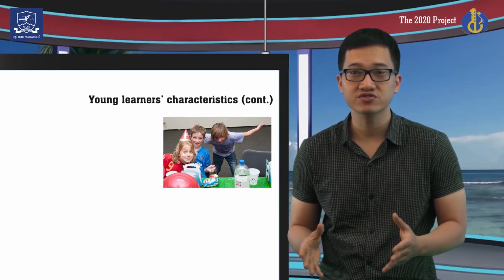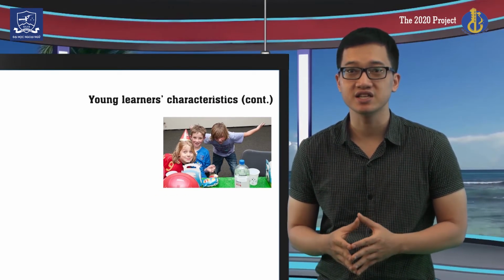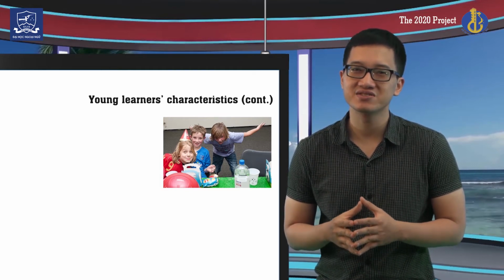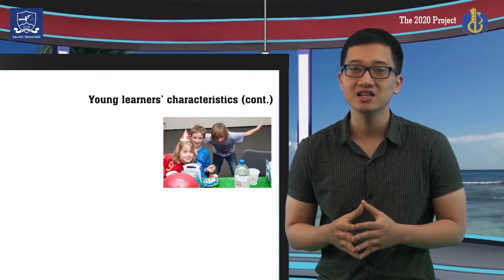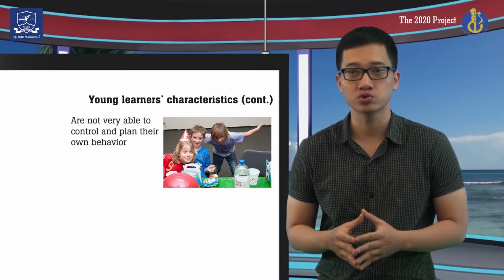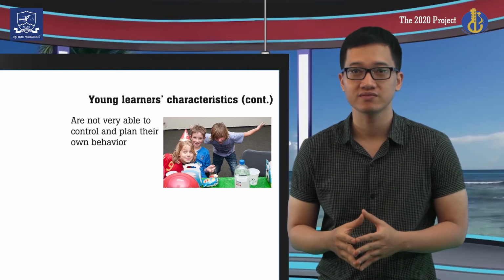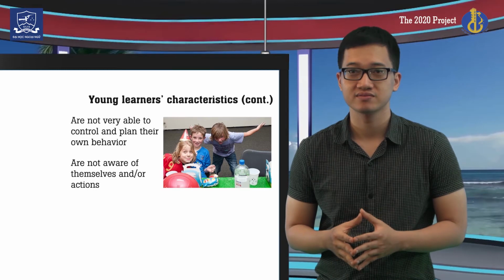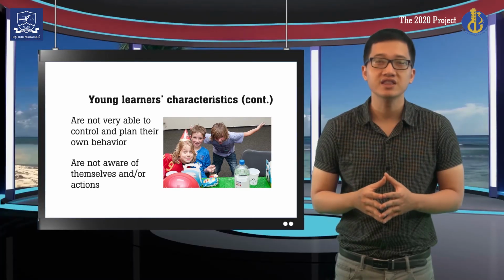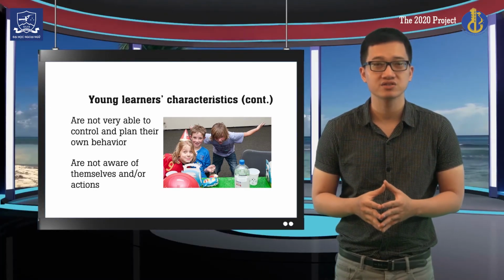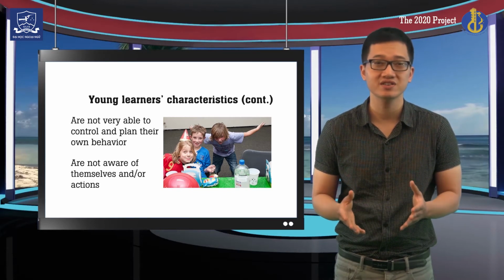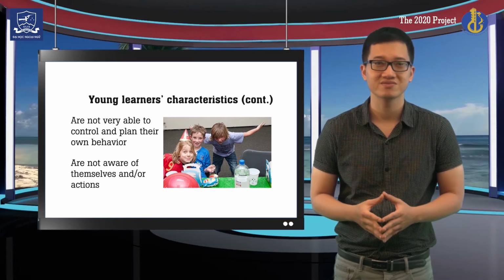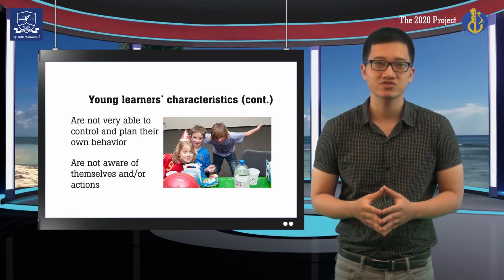Have you ever been frustrated and tired of disciplining a group of young learners? Don't be upset, because the next characteristic makes clear that young learners are not very able to control and plan their own behavior. They are not aware of themselves and all their actions either. Sometimes, you may think they are being naughty or rebellious, while they are just being hyperactive, excited, energetic. They are being themselves.